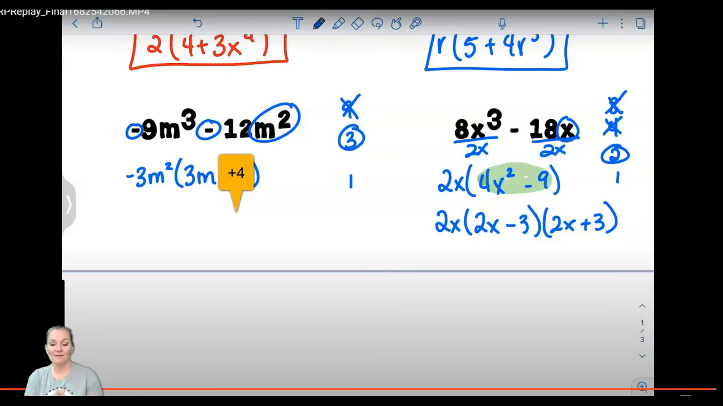So this was the end of day 3. We've talked about DOS, difference of squares, and we've also talked about GCF, greatest common factor. So good luck.